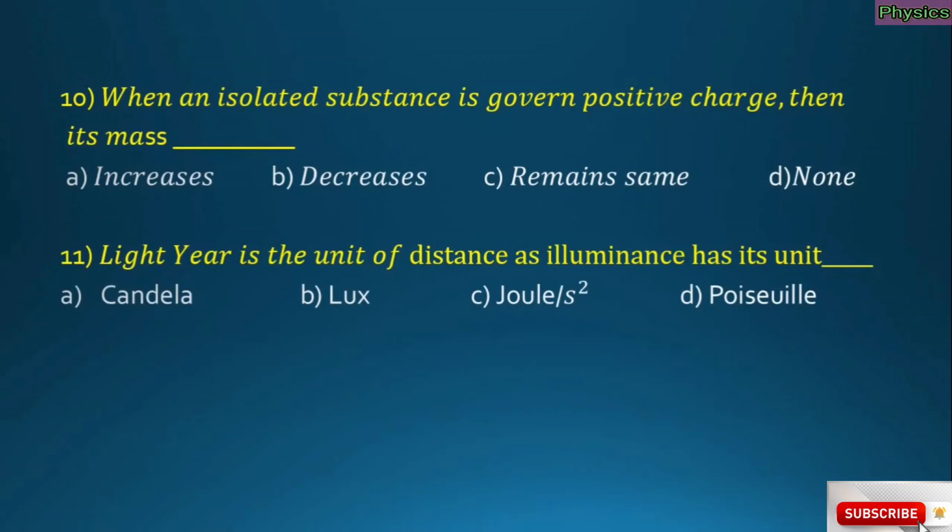Light year is the unit of distance, as illuminance has its unit lux. Option B is the answer. Luminous intensity unit is candela.